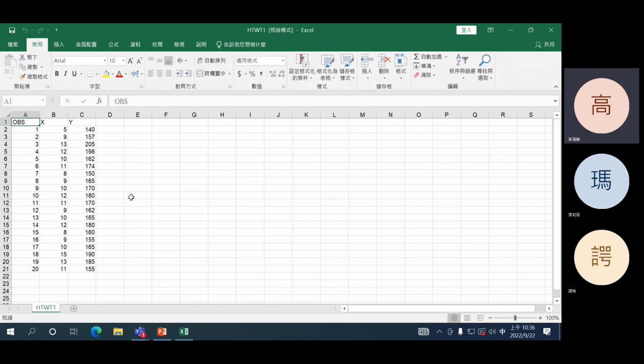Okay, this is the Excel. The data from 1 to 20. So we had 20 data, 20 observations, and X and Y. What's the definition of X and Y in this example? Let's see.